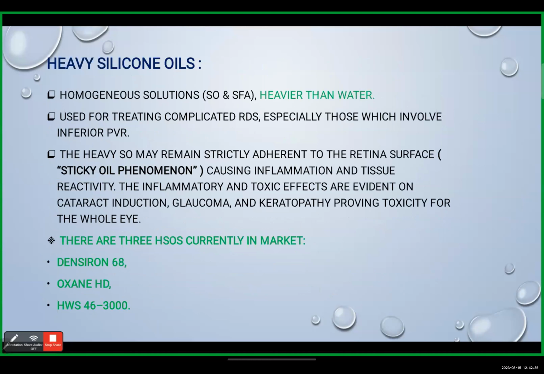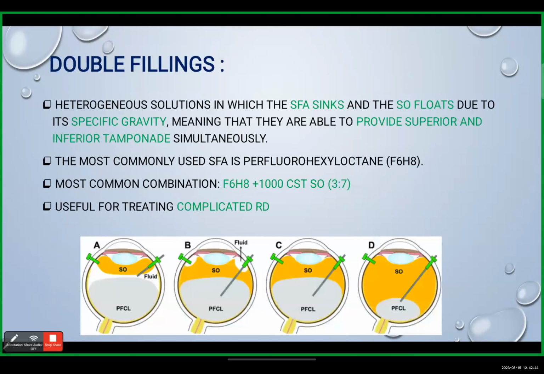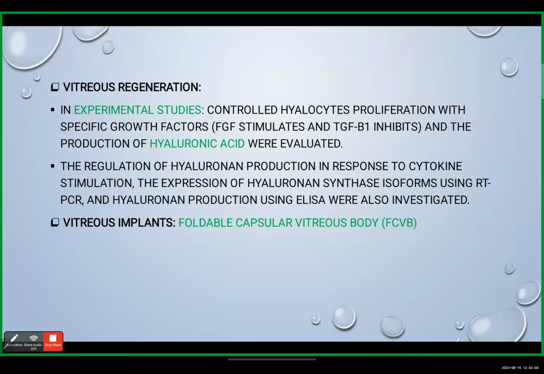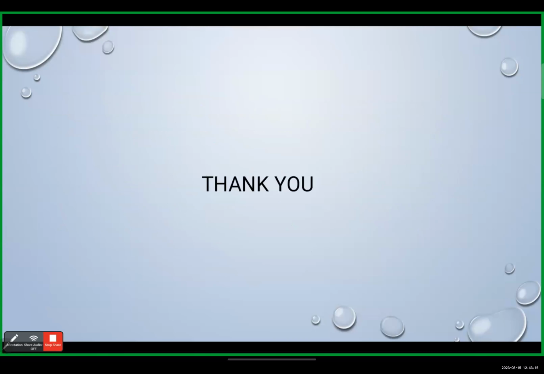Then we have heavy silicone oils, heavier than water. We have three types in market: Densiron 68, Oxane HD, and HWS 46-3000. Then we have double fillings in which semi-fluorinated alkane sinks and silicone oil floats. It provides superior and inferior tamponade simultaneously. It is commonly used in complicated RD. Like in the picture, there is the sandwich technique we use in surgeries. This is the brief of advantages we already discussed. Now a newer thing, we have vitreous regeneration, which is experimental till now, and we have vitreous implants, foldable capsular vitreous bodies. That's it. Thank you so much.